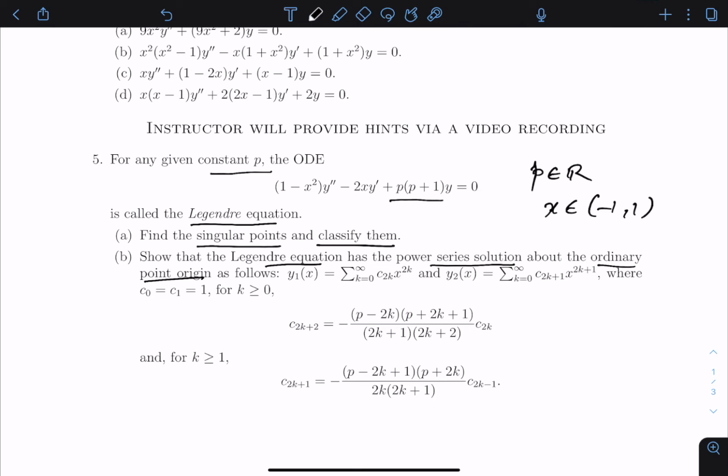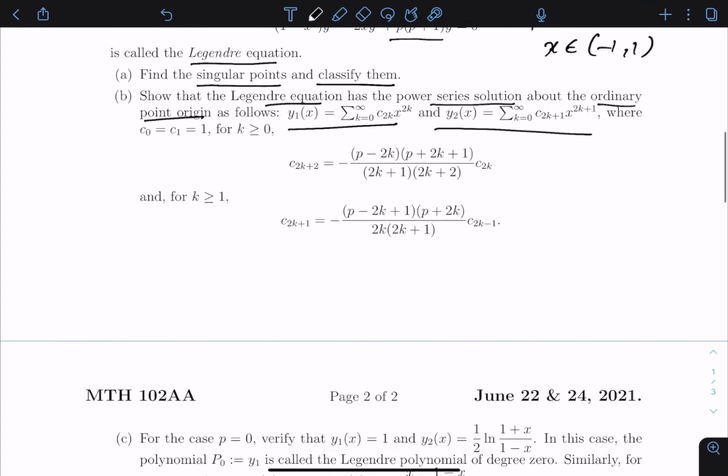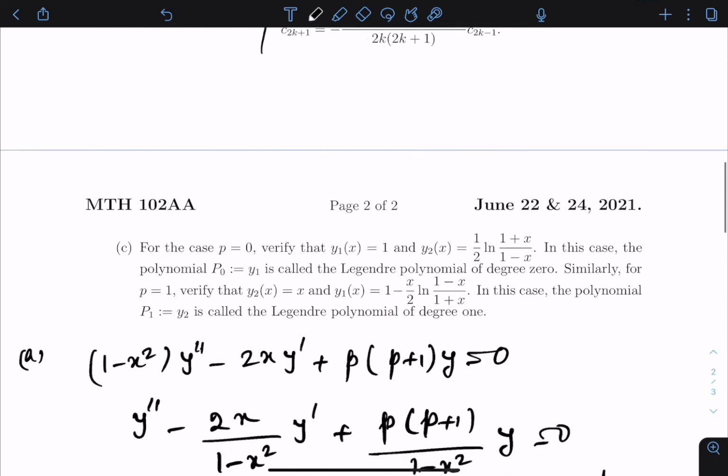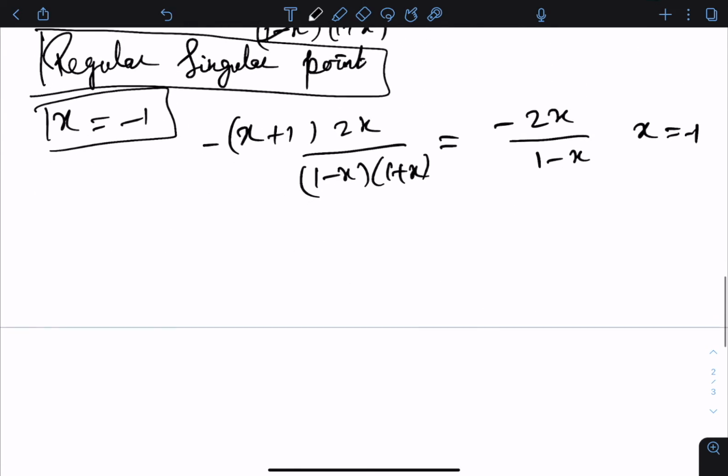And if you take that, then you should show that this series y1 and this series y2, where these coefficients are given by this term here, are the power series solutions of the given Legendre equation. Okay, so we have to look at about the origin.